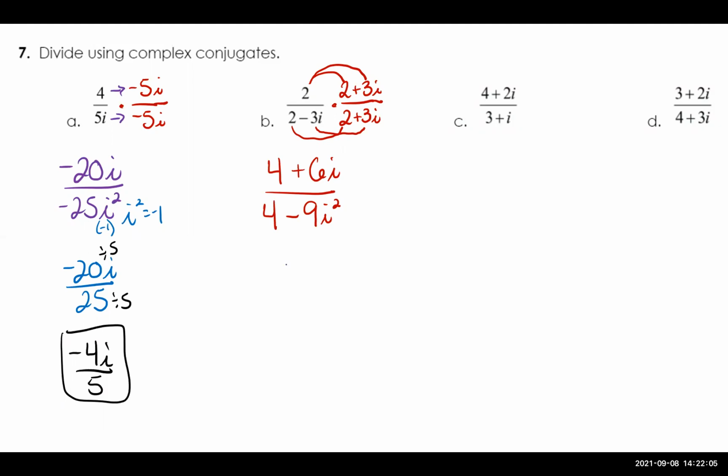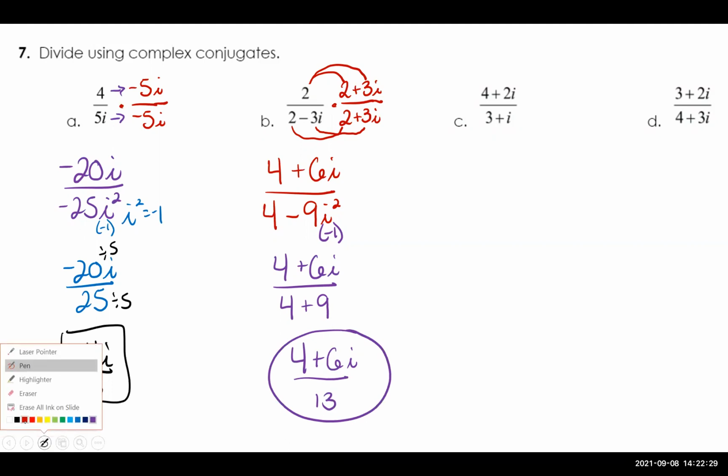So next, we want to keep simplifying. We have 4 plus 6i all over... I squared is equal to negative 1. So this will turn this into a 4 plus 9, because a negative 9 times negative 1 is a positive 9. So our final answer is 4 plus 6i all over 13.